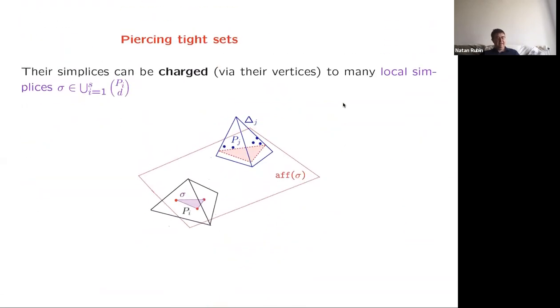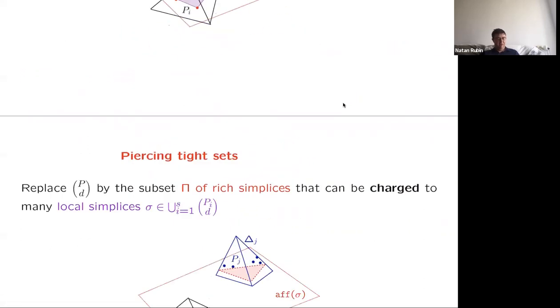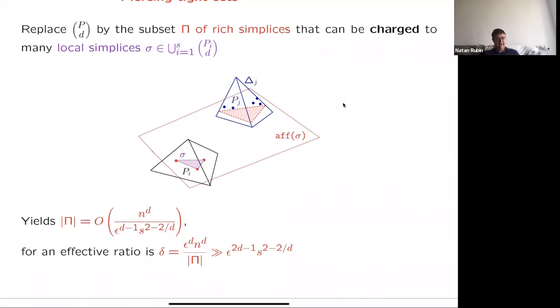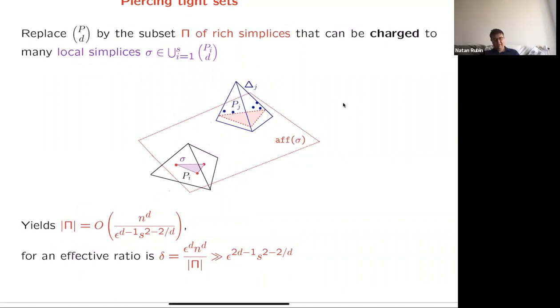And naturally, simplices that arise as part of tight sets can be charged to local simplices, d-1 dimensional simplices, determined by d-tuples coming from the same part of the partition. So because of the charging scheme, we can obtain a nice bound on the number of such simplices that arise as part of tight convex sets. And we throw away the remaining simplices, and this provides for a much better ratio, depending on the way our gain depends on the partition parameter that we employ.